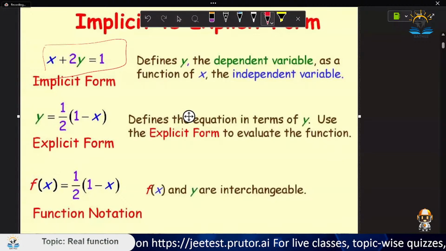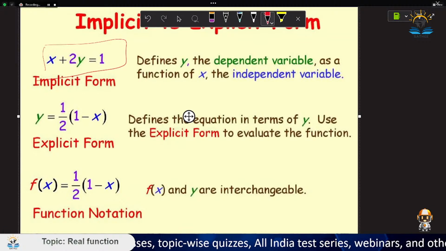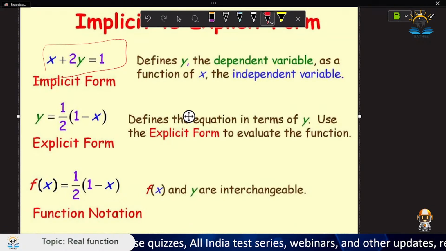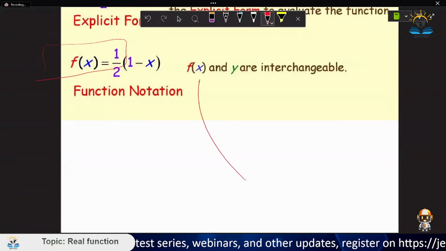You see, this is representing the same equation in different forms. The first form is an implicit form because here x is the independent variable and y is the dependent variable. But in the second equation, you can see that y is the independent variable and x is the dependent variable. Now you can write y as the function of x because we have been taking the value of x as the input variable.